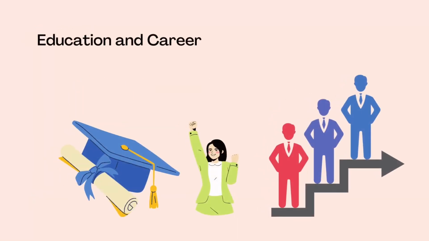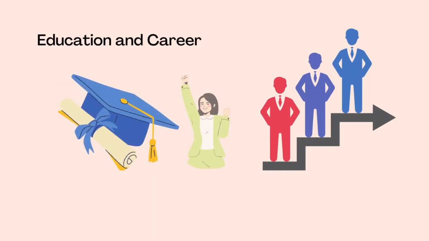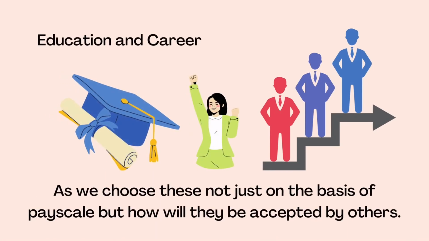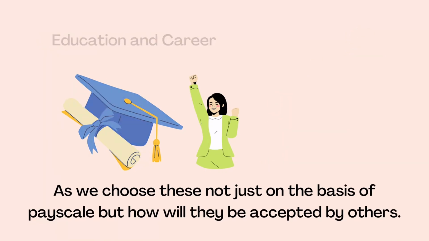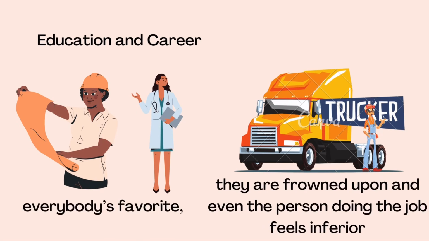The sixth one is education and career. Once again, even in this aspect, society reigns supreme, as we choose this not just on the basis of pay scale, but how will they be accepted by others. Engineers and doctors are everybody's favorite. However, if one decides to become a trucker, they are frowned upon, and even the person doing the job feels inferior.